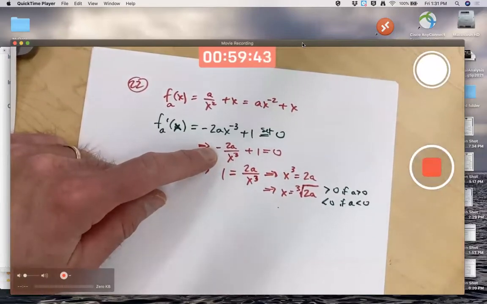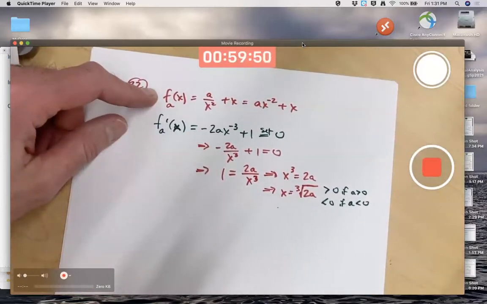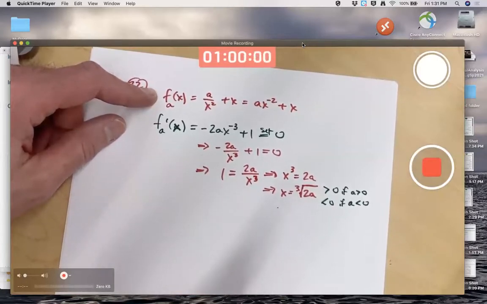However, should we really call that a critical point because the original function is also undefined at x equals 0? Maybe we shouldn't. If the original function is not even defined there, it's just a place where the original function is undefined. Maybe there's a vertical asymptote for its graph at x equals 0. And that actually is the case.